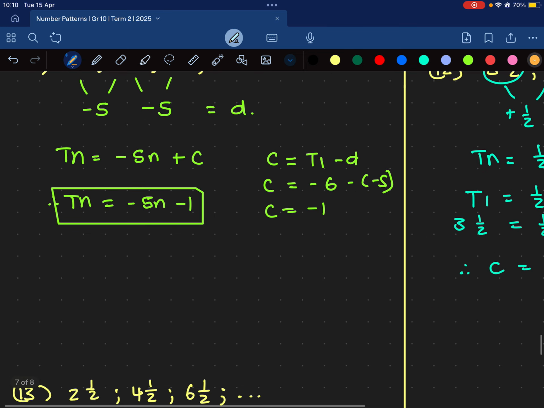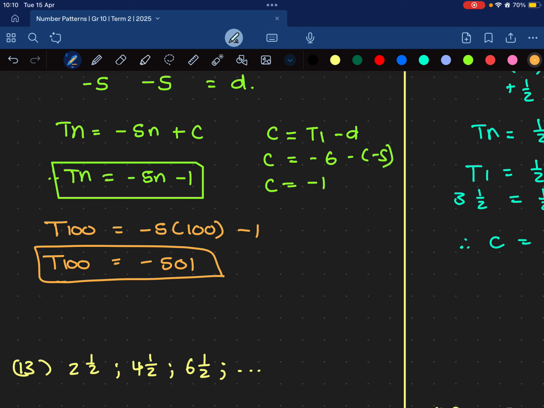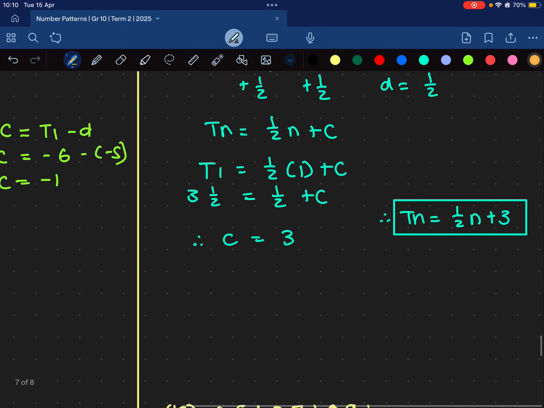Okay, for number 9, T100 is going to be negative 5 times 100 minus 1. You put the whole thing in your calculator and you'll get T100 to be equal to negative 501. Okay, for this one, you can see that T100 is going to be equal to a half times 100 plus 3. Half of 100 is 50 plus 3 is just 53.